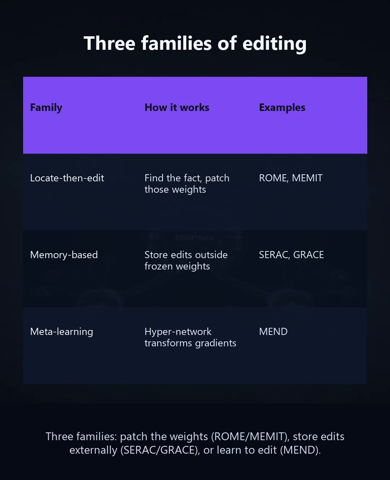Beyond locate then edit, there are two other families. Memory-based methods, like SERAC and GRACE, never touch the original weights. They store edits in an external memory or codebook and route around the frozen model. Meta-learning methods, like MEND, train a small hypernetwork that learns how to turn fine-tuning gradients into a clean edit. Each family trades off differently between speed, capacity, and how cleanly the edit sticks.